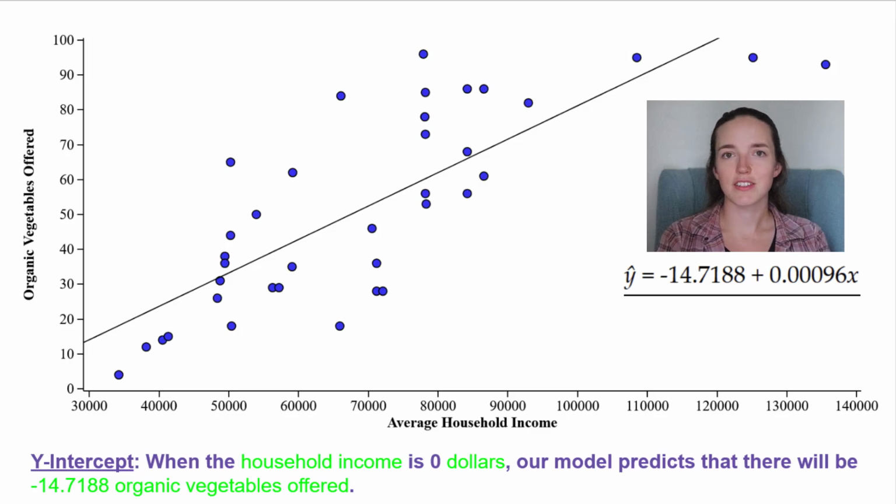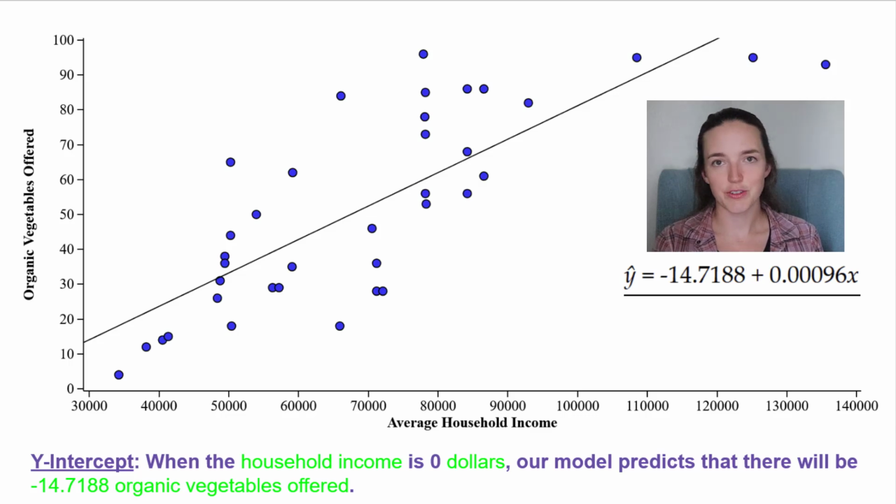Like, this makes no sense. A grocery store having negative 14 organic vegetables offered, what is that? Like you are bringing them organic vegetables? It doesn't make sense. But the thing about the y-intercept is we need it to graph the line. So even though it doesn't always make sense, you need one in order to know where your line goes. So if you're asked to interpret the y-intercept, interpret it just like this, even if it's nonsense. And then in a follow-up question, you'll be asked, is the y-intercept realistic or does it make sense in real life? And that's where you can say, no, makes no sense.